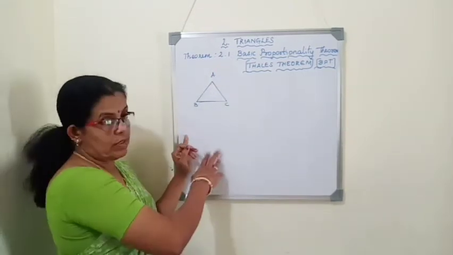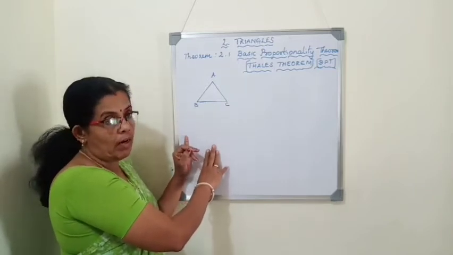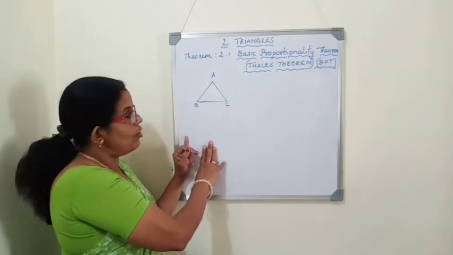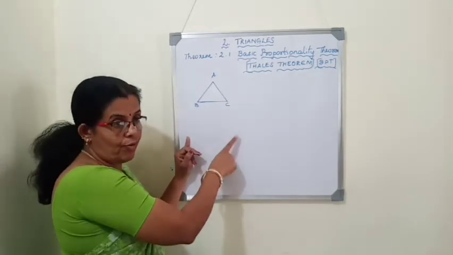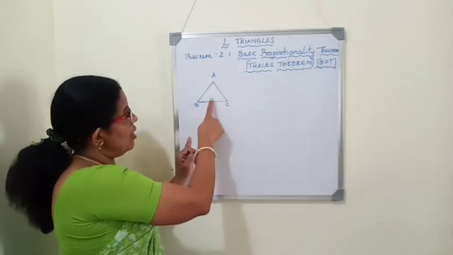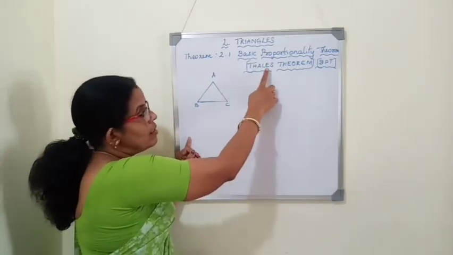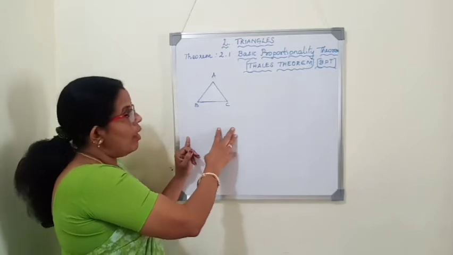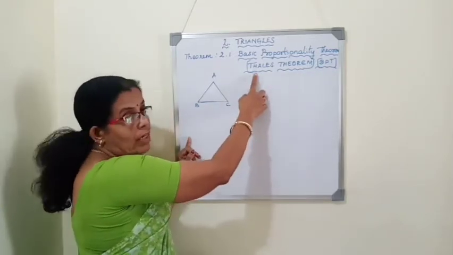This is the first theorem of this chapter. In this chapter there are a total of 4 theorems. All the theorems are very important and can be asked for either 4 marks or 5 marks. This is the first theorem, theorem 2.1. The name of this theorem is basic proportionality theorem, or in short form BPT, or Thales theorem.